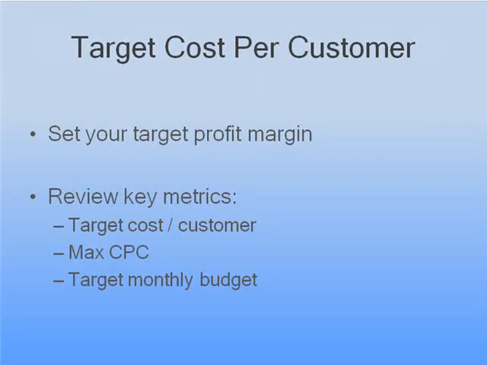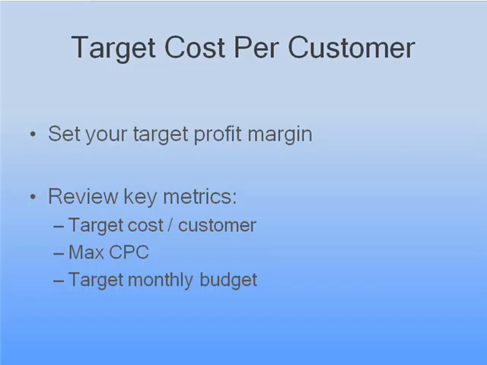Finally, we're going to set the target cost per customer. This will determine how much we can spend in advertising to acquire one new customer. In the Ad Planner to the right of Target Profit Margin, enter the profit margin you're comfortable with. For example, if you're happy spending $750 in order to get a customer worth $1,000 in profit, then your margin is 25%. Note that this is your target profit margin, and your real margin will depend on your ad performance.